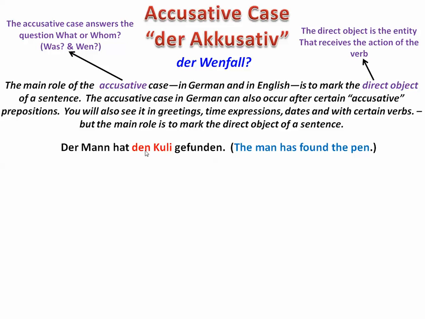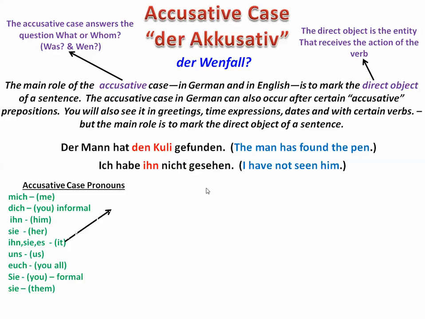So this is a direct object. And notice how der Kuli changed to den. That's going to be a change that you'll see in the accusative. And I always tell my students, remember accusative, der changes to den, die and das stay the same. Ich habe ihn nicht gesehen. I haven't seen him. Ihn, direct object of the sentence.